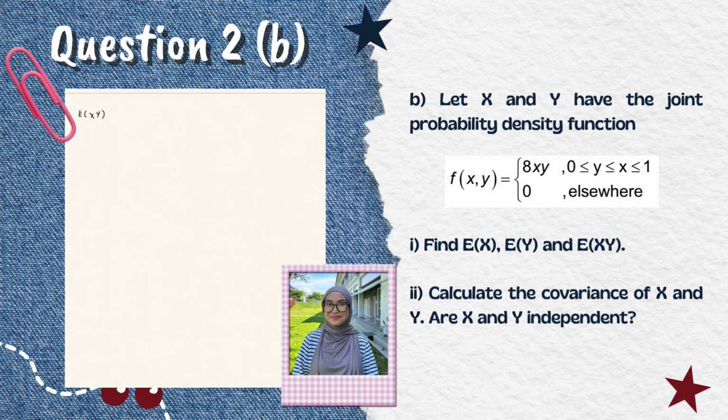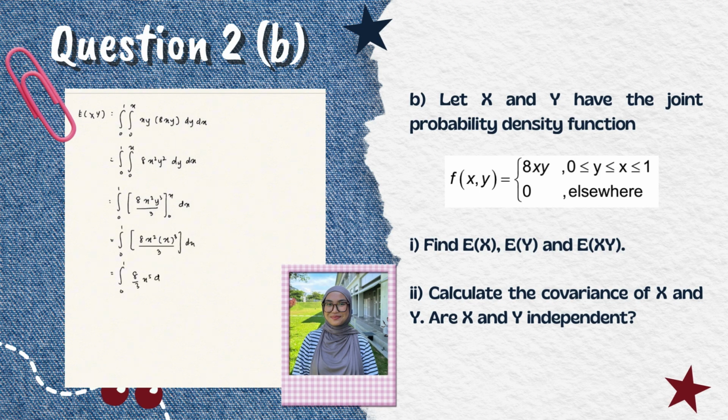Now we are going to find the mean of xy, which means we have to integrate xy times the function xy with respect to y and x. After expanding, we integrate with respect to y since it is the inner part, and then we integrate with respect to x. After putting in the values for both integrations, we get the final answer, which is 4 over 9 or 0.444.